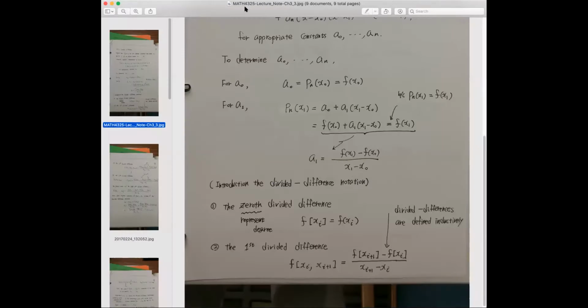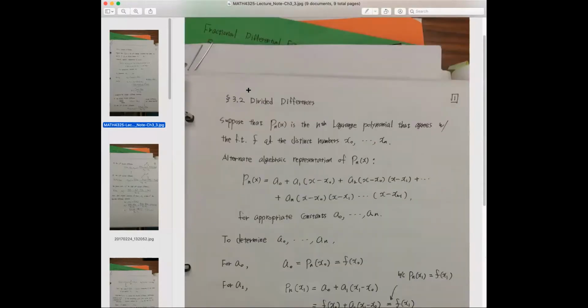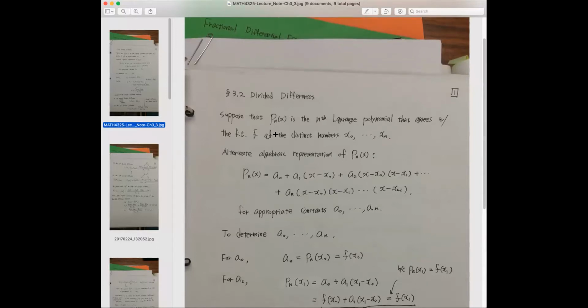Okay, so in this video, I'm going to cover section 3.3, divided differences. In my lecture note, it says 3.2 because I made this lecture note using the older version of the textbook. That's why the section number is 3.2. But in the current version of the textbook, divided differences is in section 3.3.